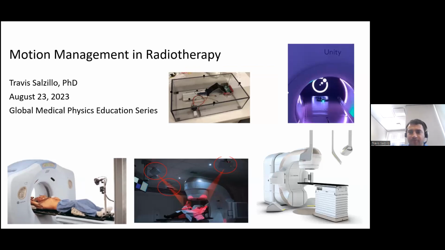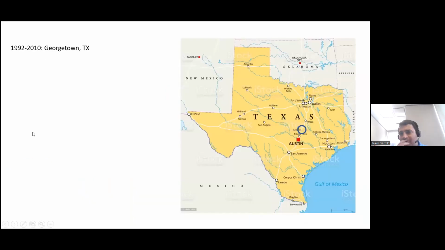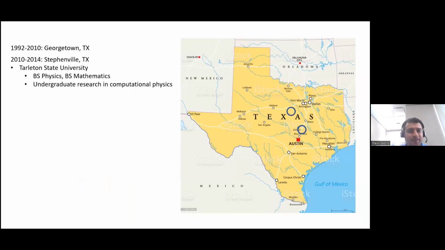Just as a brief background on myself, just so you know who I am. I grew up in Texas, went to high school there in a small town called Georgetown. It's just north of Austin. And then in 2010, I moved to Stephenville, which is a very small city in Texas. There I went to college at Tarleton State University.